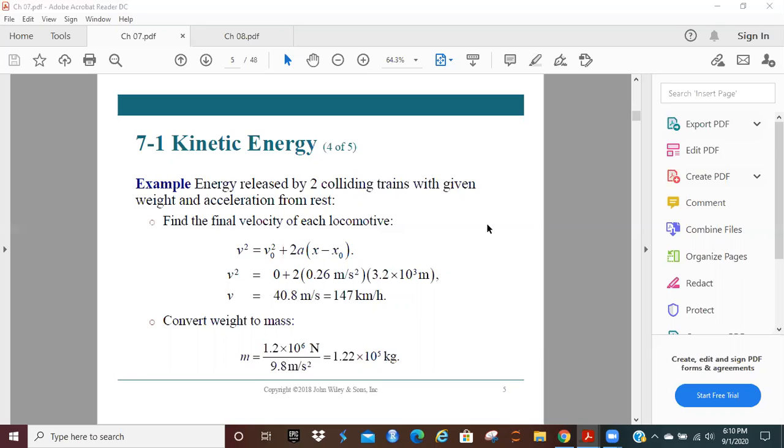This chapter is going to be the discussion of kinetic energy, and it's going to be discussing how that kinetic energy is pushed to other objects, and that's going to be done through a concept called work. So that's the gist of what I had been discussing up to this point.